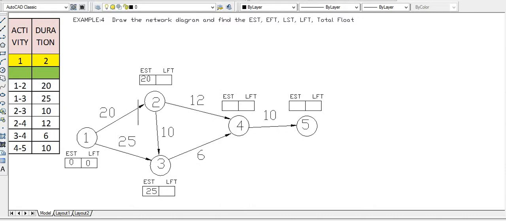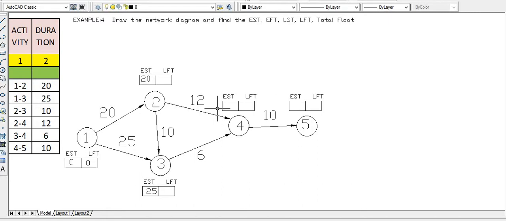The maximum value is having this route as zigzag way, 20 plus 10 plus 6, that is 36. That means this value is the maximum value. So how have we calculated the earlier start time? The maximum value is to be taken. There may be a number of durations, so out of these we have to take the path which has the maximum duration.